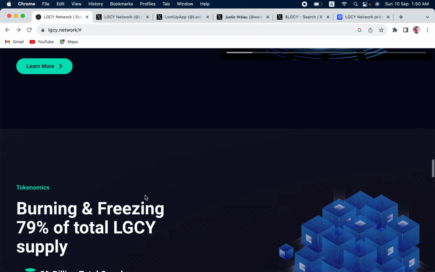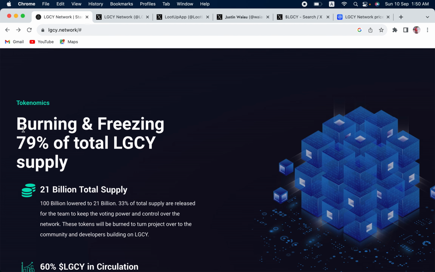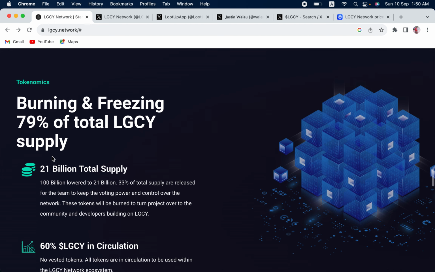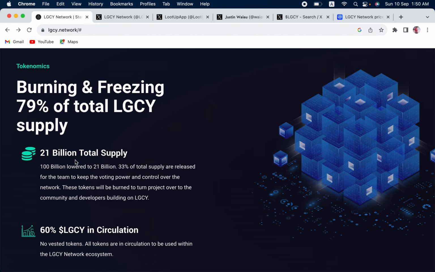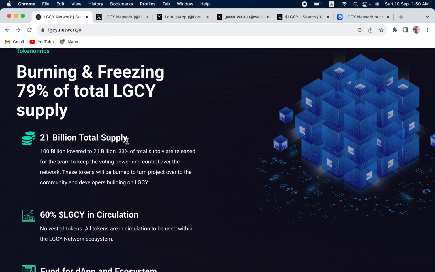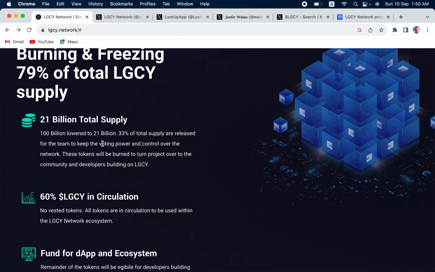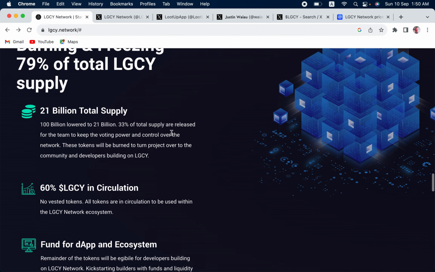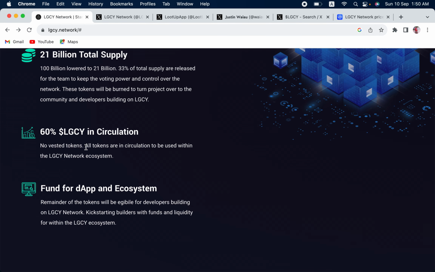So this was the initial idea, burning and freezing 79% of total Lgcy supply, 21 billion total supply, lowered from 100 billion to 21 billion, 33% of total supply released for the team to keep the voting power and control over the network. These tokens will be burned to turn the project over to the community and developers building on Lgcy. Means the project's development and building would be transferred to the community and developers.